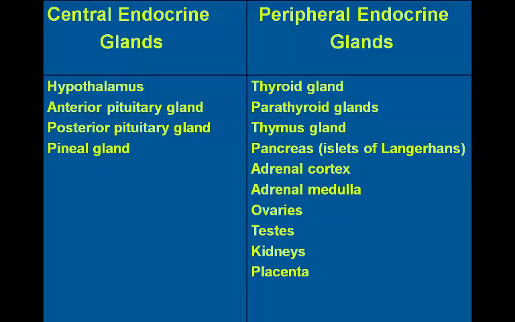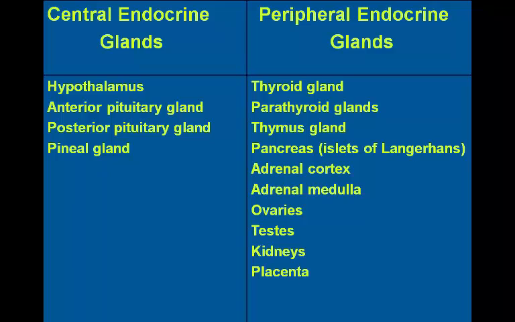The central endocrine glands include the hypothalamus, both parts of the pituitary gland, the anterior and posterior pituitary glands, and the pineal gland. All of these 4 central endocrine glands are located in the brain.